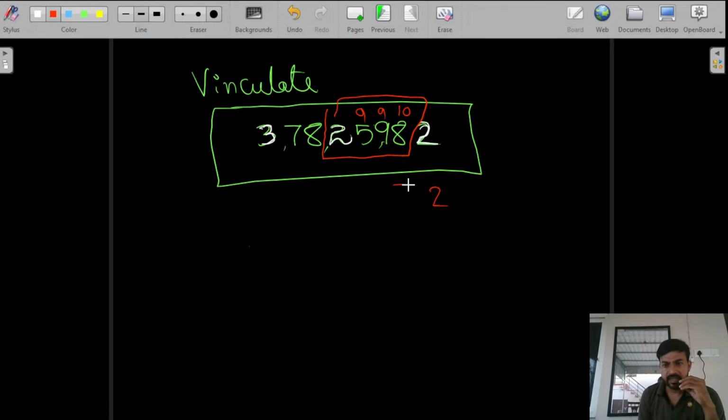So 10 minus 8 is bar 2, 9 minus 1 is 8, 9 minus 9 is 0, 9 minus 5 is bar 4, and you have to take the successor of 2, which is 3. Next here, second part of vinculation. So 10 minus 8 is bar 2, 9 minus 7 again bar 2, the successor of 3 is 4.